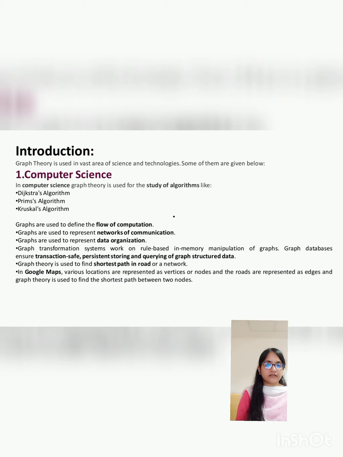Graph databases. Graph theory is used to find the shortest path in a road or a network. In Google Maps, various locations are represented as vertices or nodes, and the roads are represented as edges, and graph theory is used to find the shortest path between two nodes.